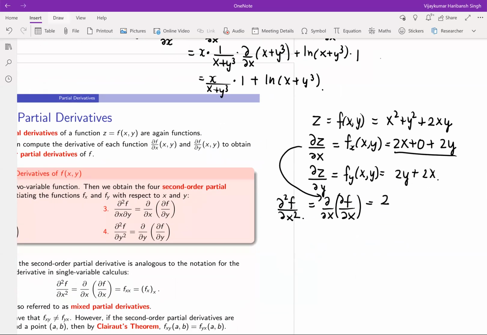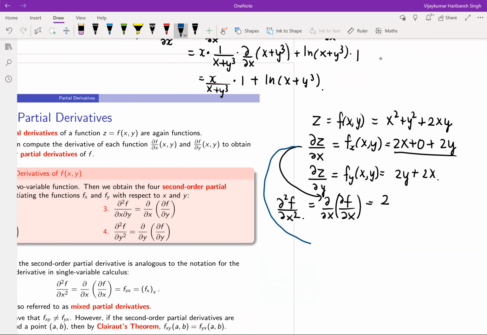Similarly, I could have taken another partial derivative of this with respect to what? y, because it's also a function of y. In that case, what would I get? I take the derivative of this guy again, but with respect to y. So I get 2, because the derivative of x is 0 with respect to y. Let me write down that intermediate step, so that of 2x plus 2y, which is going to be 2.